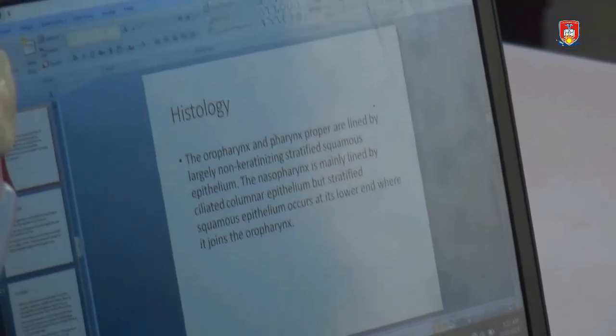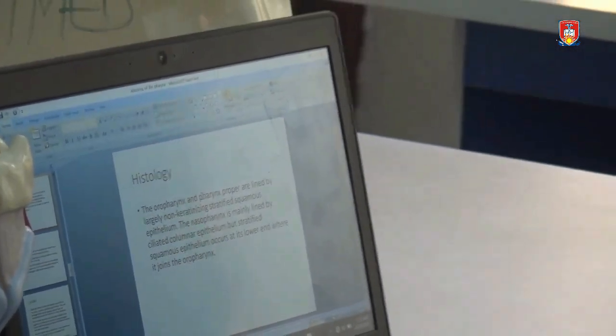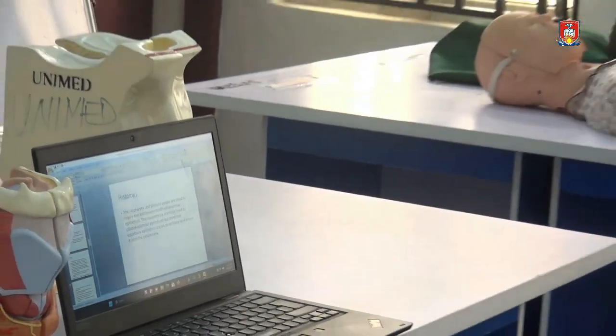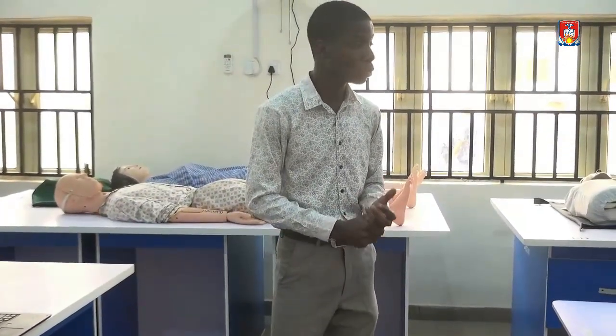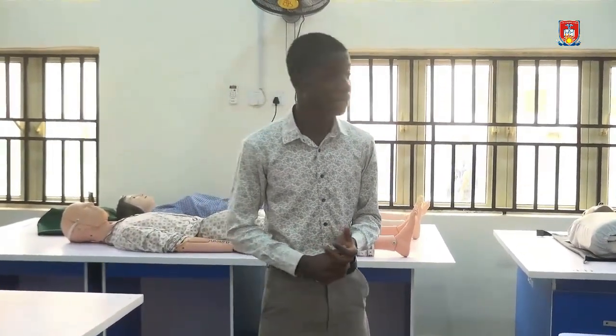So the histology of the pharynx. The different parts of the pharynx are lined with different types of epithelium. For the oropharynx and the laryngopharynx, the pharynx proper, they are lined by non-keratinizing stratified squamous epithelium, while the nasopharynx is lined mainly by ciliated pseudostratified columnar epithelium.